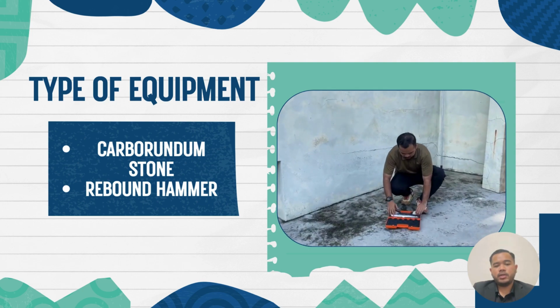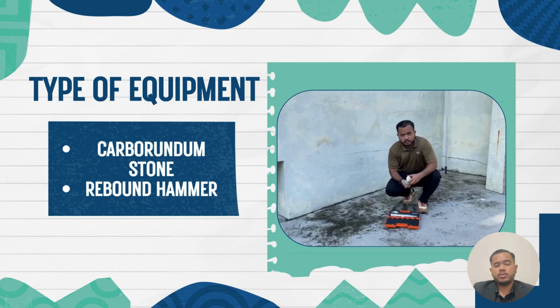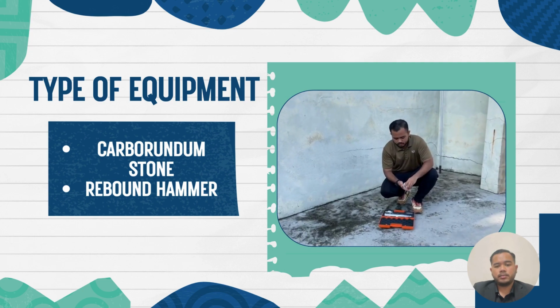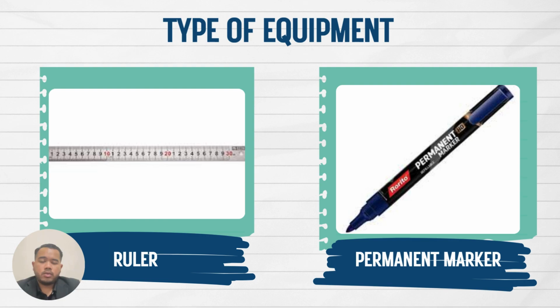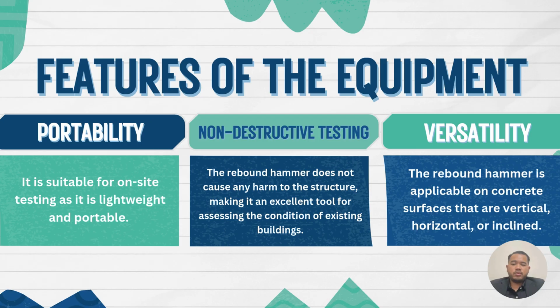Next is the type of equipment. The first ones are the carborundum stone and the rebound hammer. We also use a ruler to measure the points on the concrete surface and a permanent marker to mark the points on the concrete surface. We move to the features of the equipment.